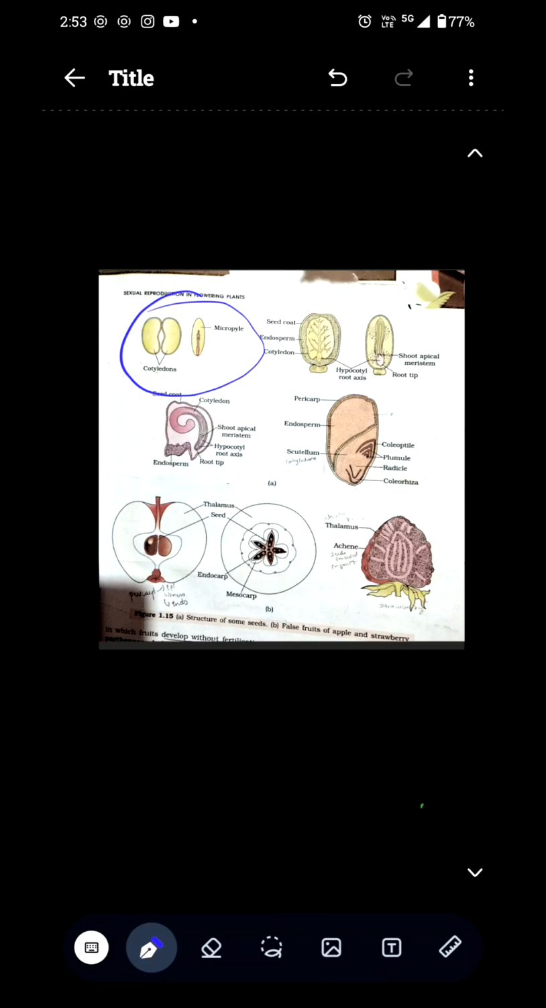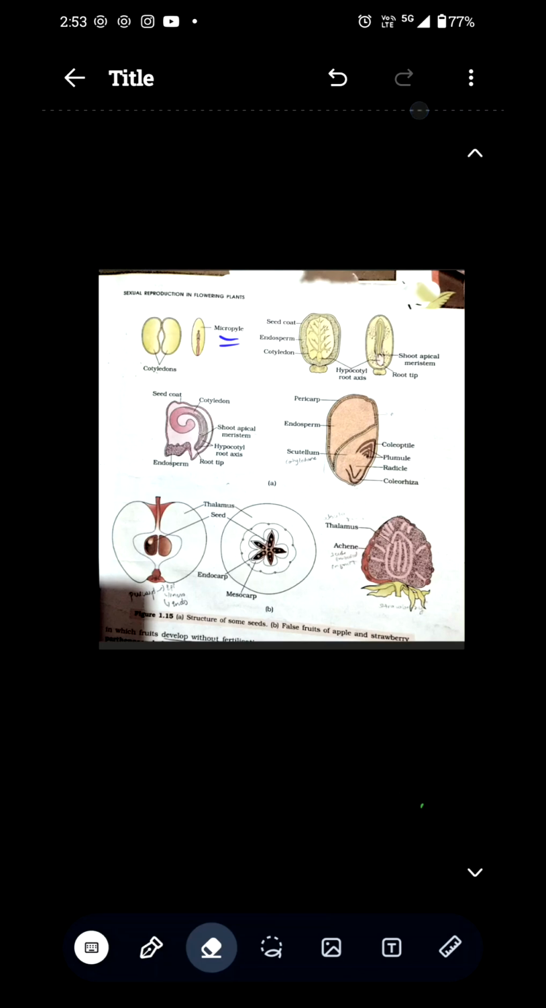Can you observe the first diagram here? This is very simple. You have a cotyledon, obviously the zygote develops into an embryo, and in dicots two cotyledons will be there, right? So that is shown as dicotyledon. Similarly, in the case of a seed, a micropyle will be there, that is a small opening. I have already said about the micropyle. So that was about the first diagram.